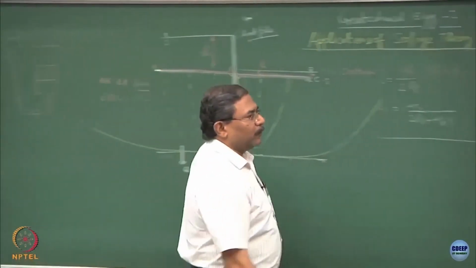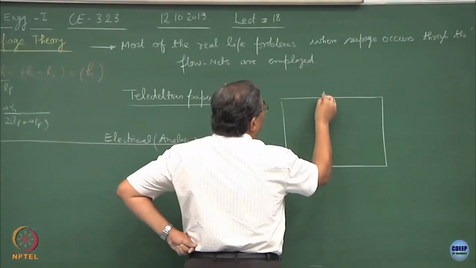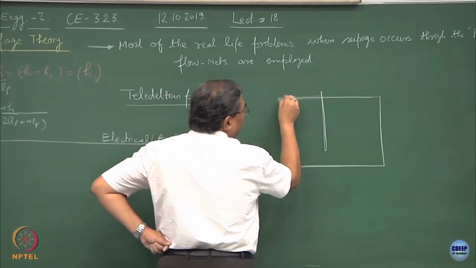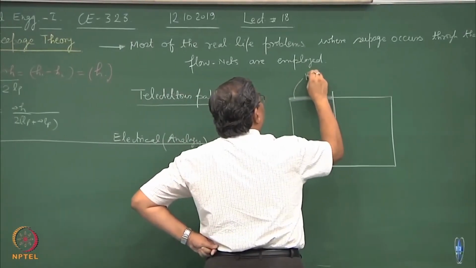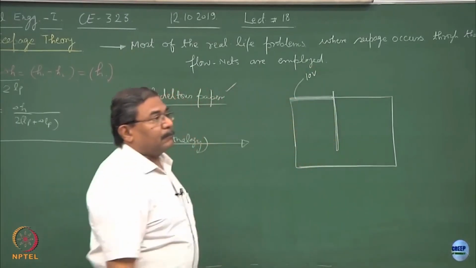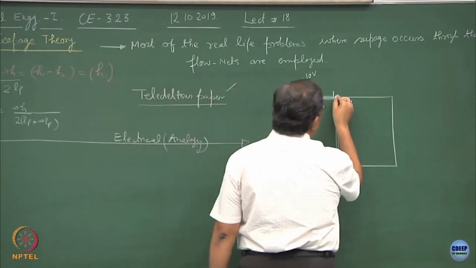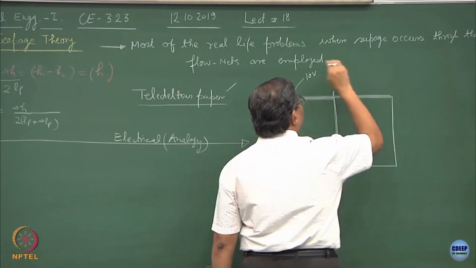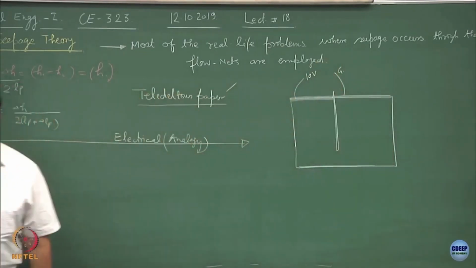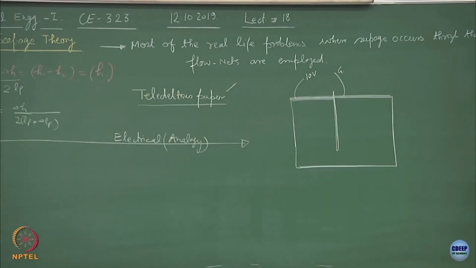Good. So what you do is, on this paper you apply some silver paint and connect it to, let us say, 10 volt, and on this side you apply silver paint and let it be ground. So what I have done, I have created a 10 volt differential between the two. Now listen carefully, answer to your question.